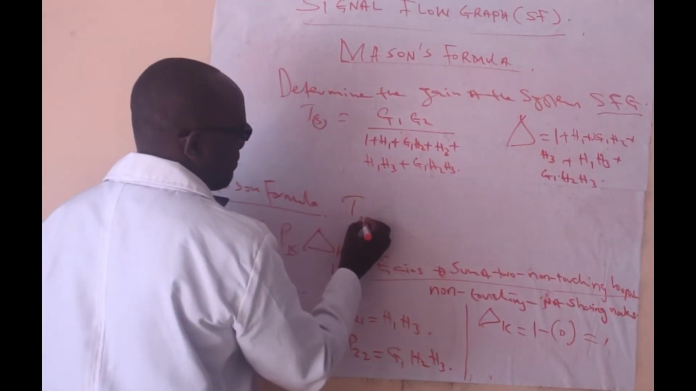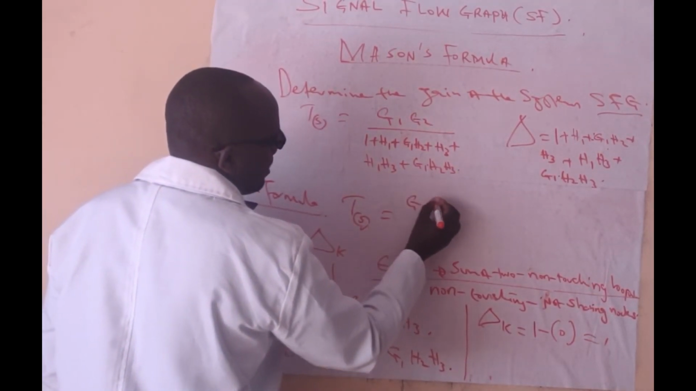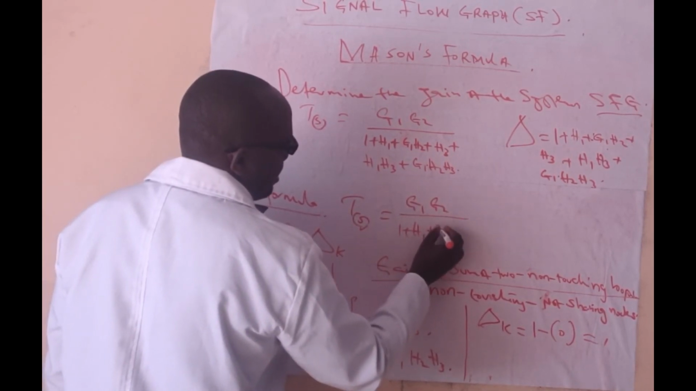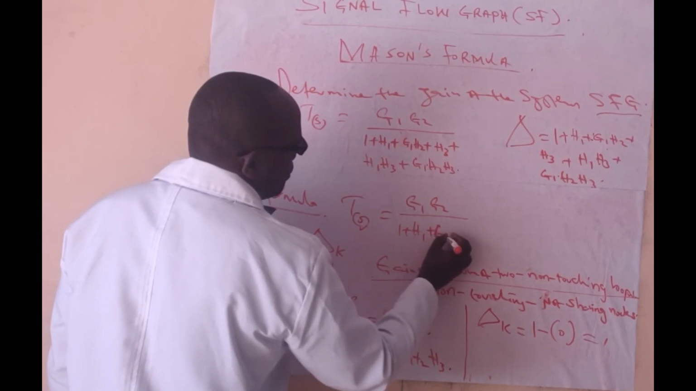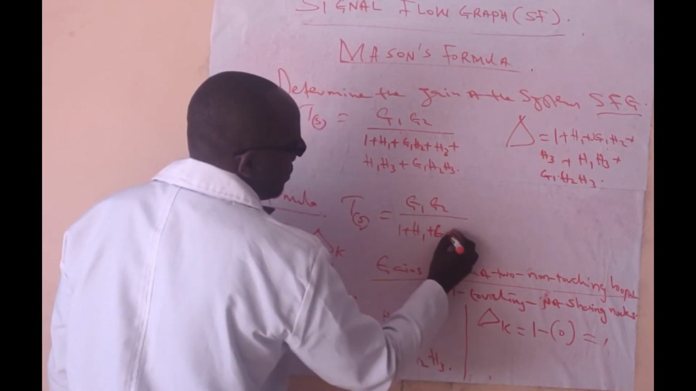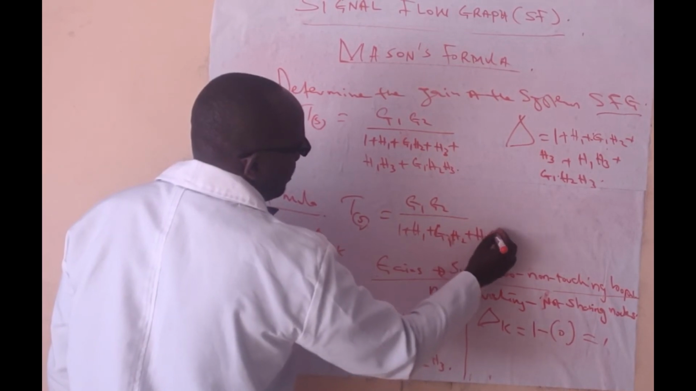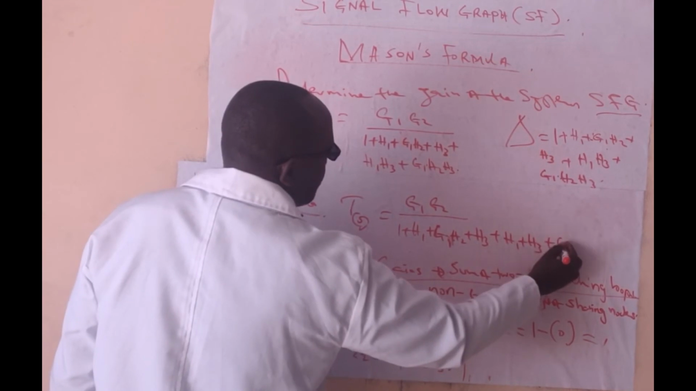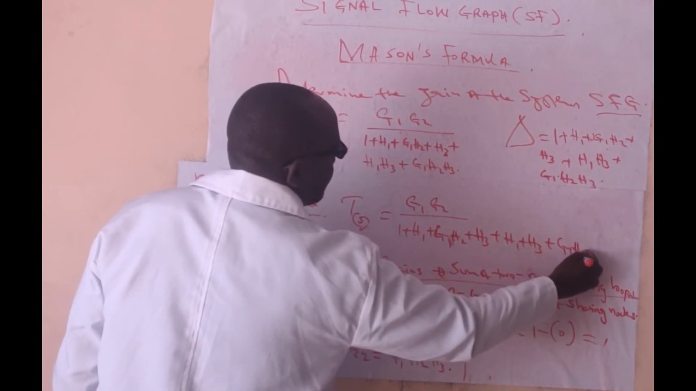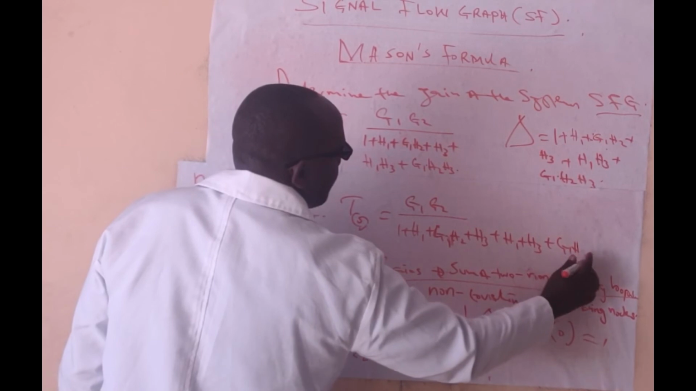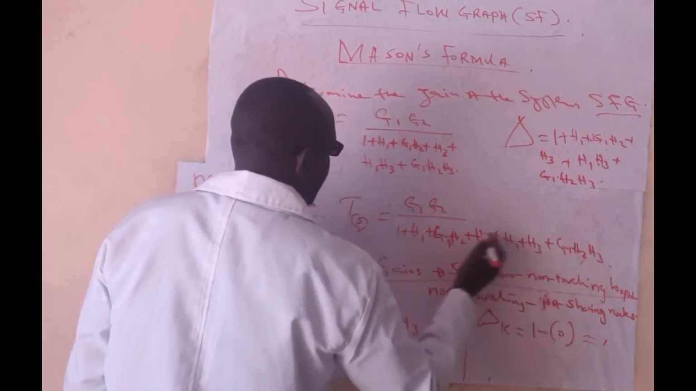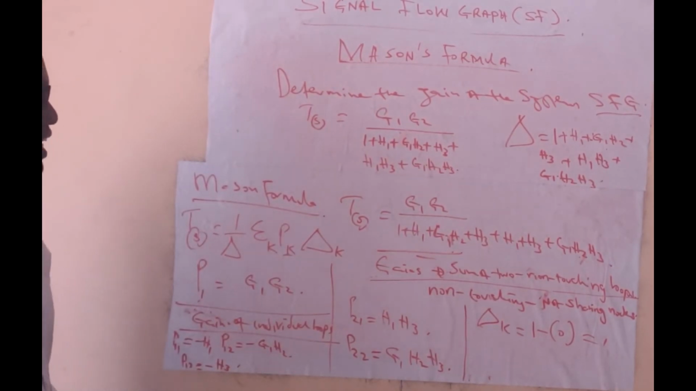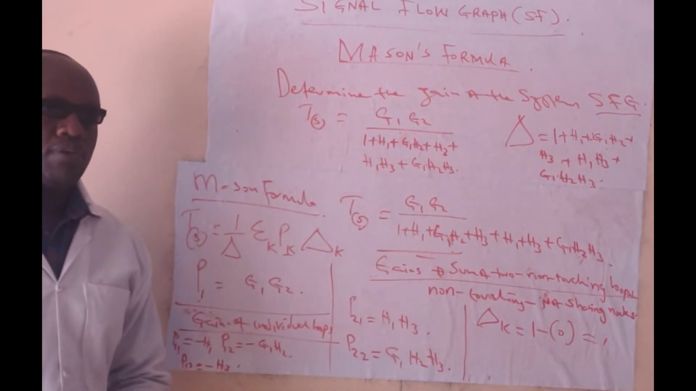So our transfer function is going to be G1G2 all over 1 plus H1 plus G1H2 plus H3 plus H1H3 plus G1H2H3. So we've gotten the transfer function with the help of the Mason formula.